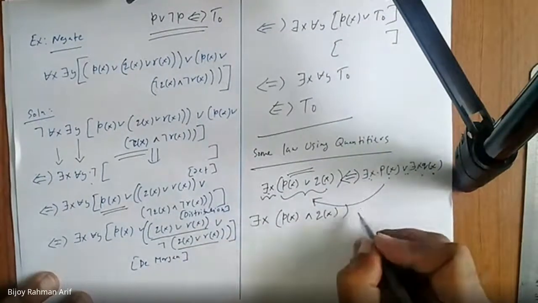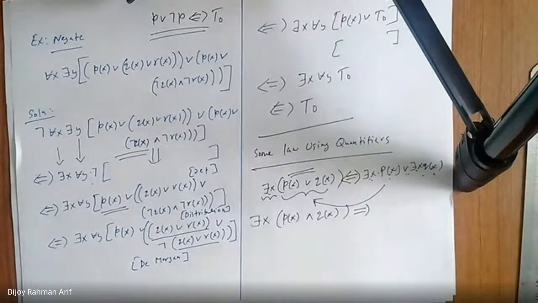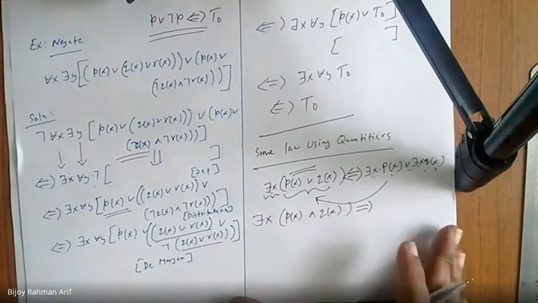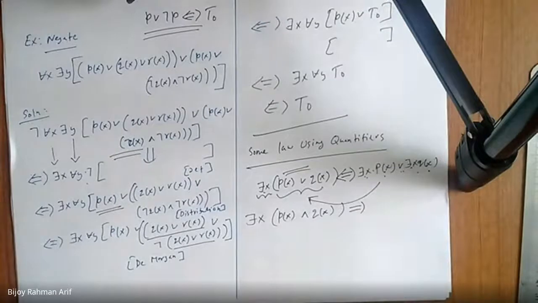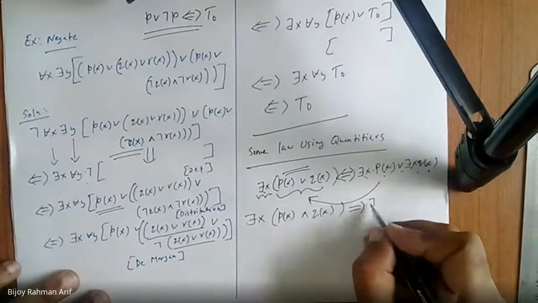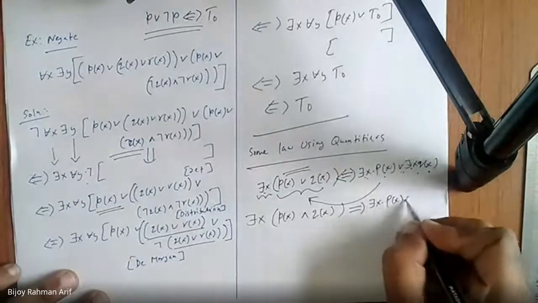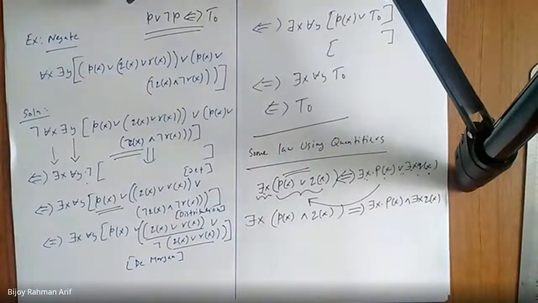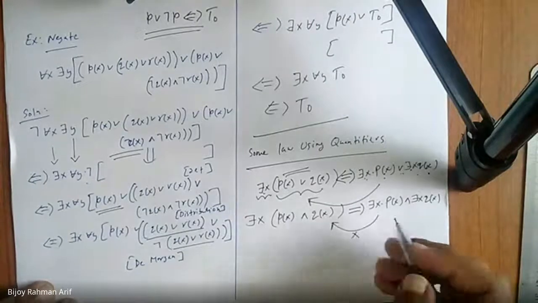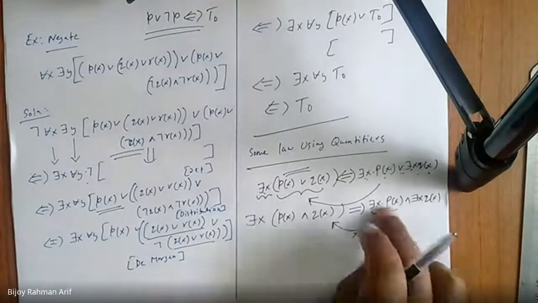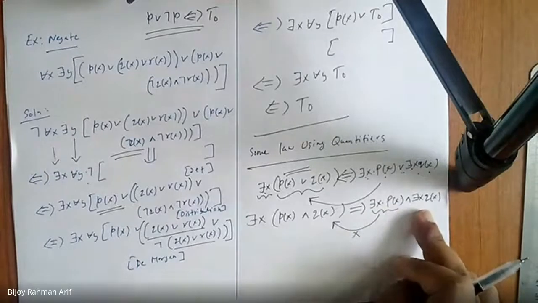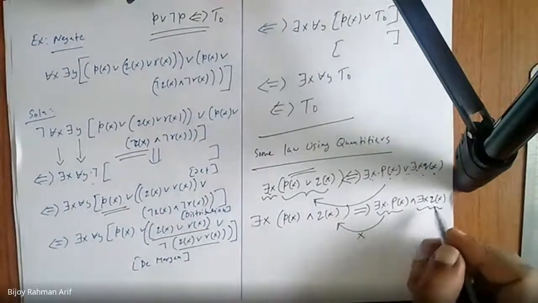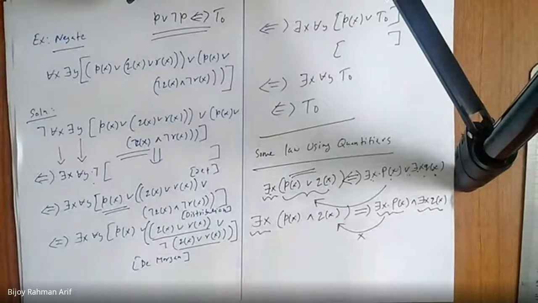Some x. What is the case? For some x, px and qx are true. Okay. For some x, px and qx are true. Definitely it means some x, px is true and some x, qx is true. But it is not the reverse. Why not? For some x, px is true. For some other values, qx might be true. Then of course not, for some x both are true. Am I right? So it is one way.